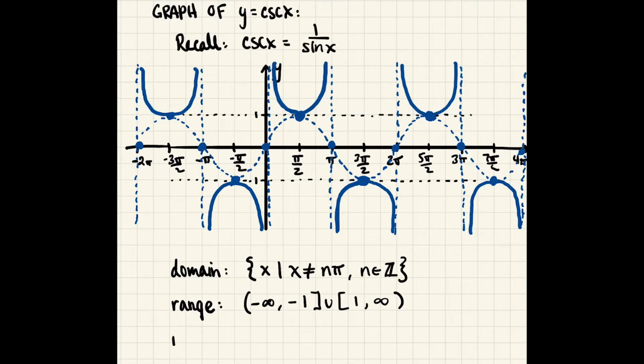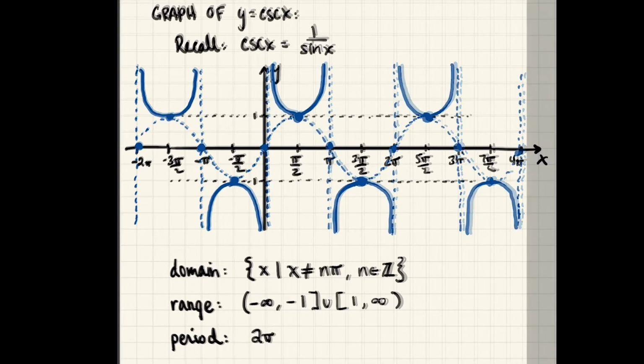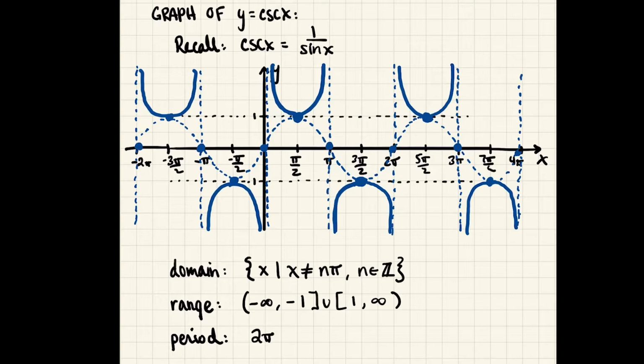Okay, what's the period? The period of cosecant is going to inherit the period from sine simply because it's the reciprocal of sine. So here we have a period of 2 pi. Remember, that's just the distance between any point on the graph and its next corresponding point equivalent to it somewhere over to the right. So that's a constant distance of 2 pi.